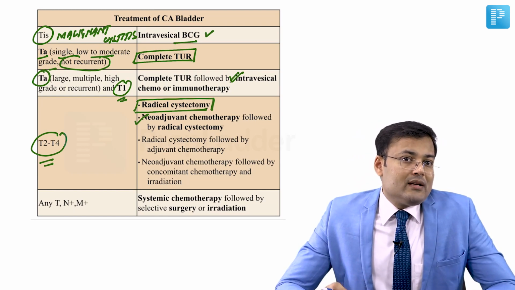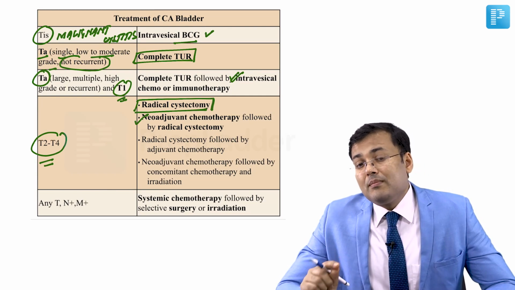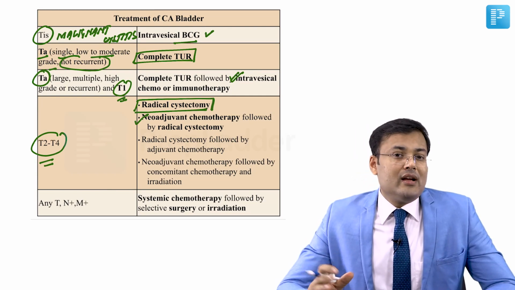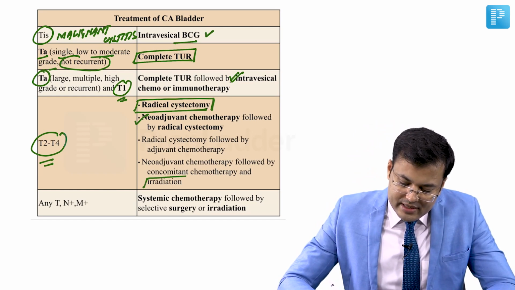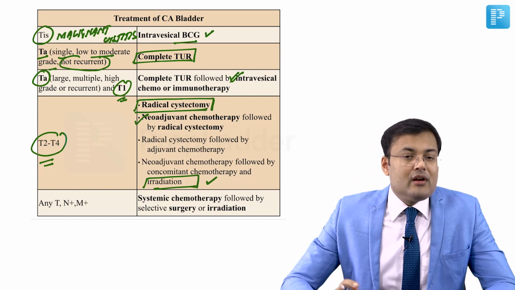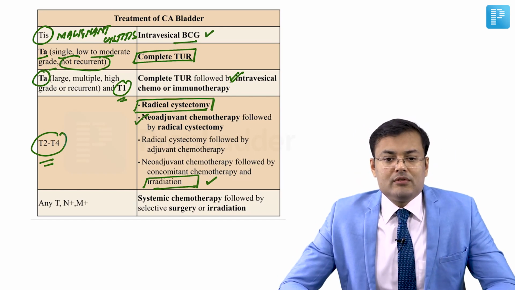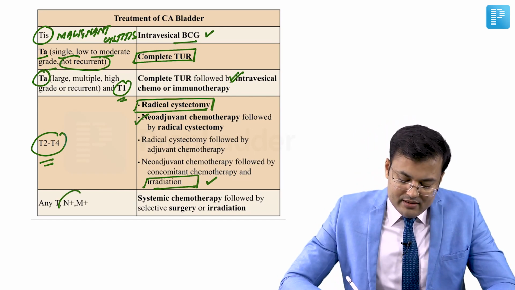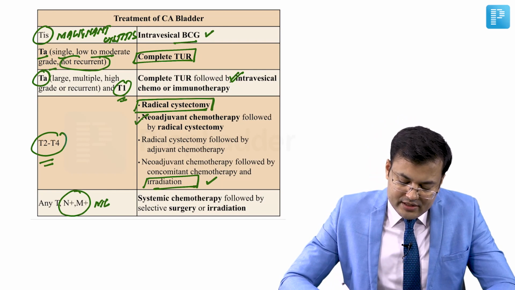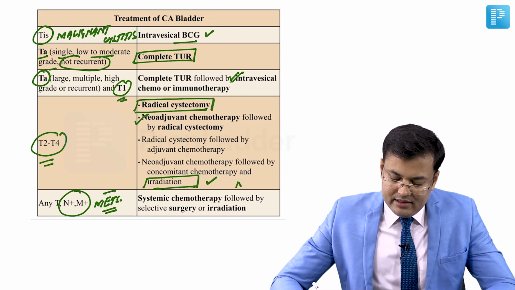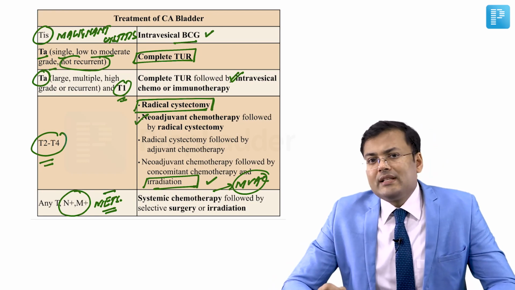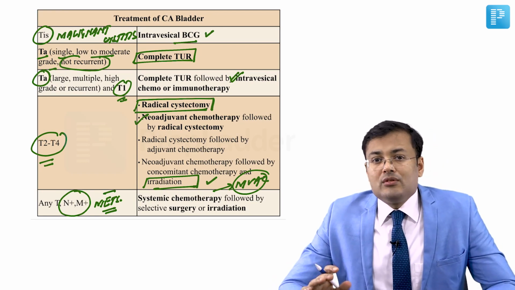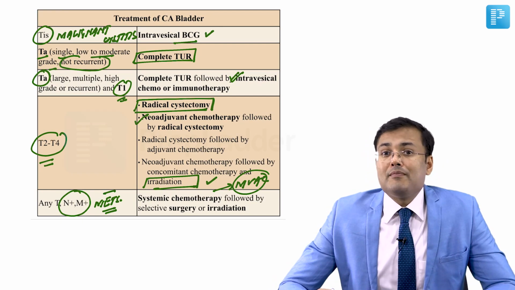Sometimes you perform radical cystectomy and you think that still some part of the tumor is left in the pelvis. In those cases, what do you give? Radiotherapy. Clear? So after surgery, we give radiotherapy also. And if the patient is having an advanced metastatic tumor, or if there is metastasis, here we give systemic chemotherapy. The regimen is MVAC, followed by surgery or palliation. So this is how we manage the patients of bladder tumor.